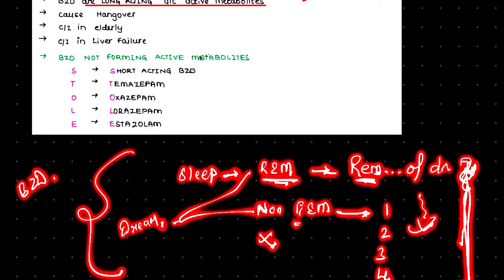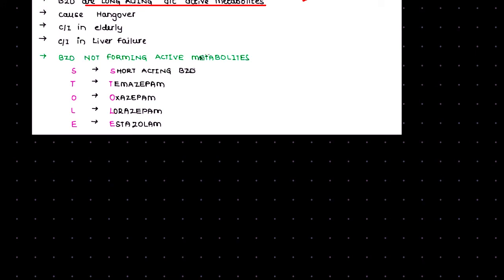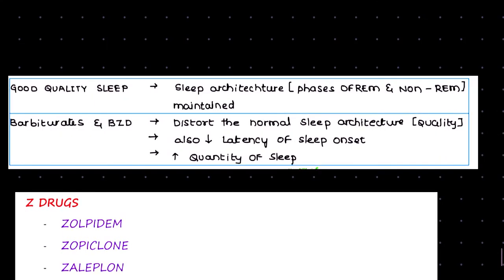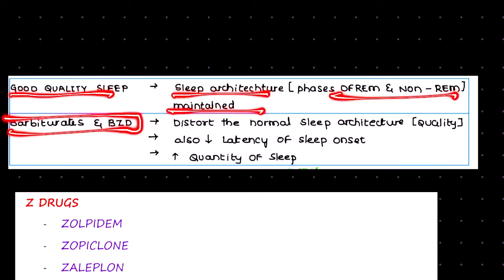Now when we are giving these hypnotics, this normal sleep architecture will be disturbed and distorted. What I'm saying is, good quality sleep is the sleep in which the phases of REM and non-REM are maintained. But when barbiturates and benzodiazepines are given, they will distort the normal sleep architecture. That means the quality of sleep will be disturbed.